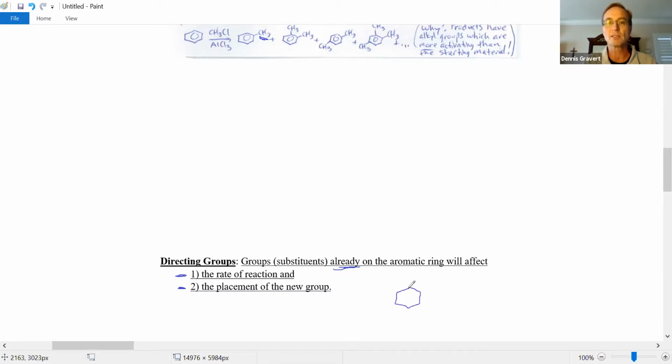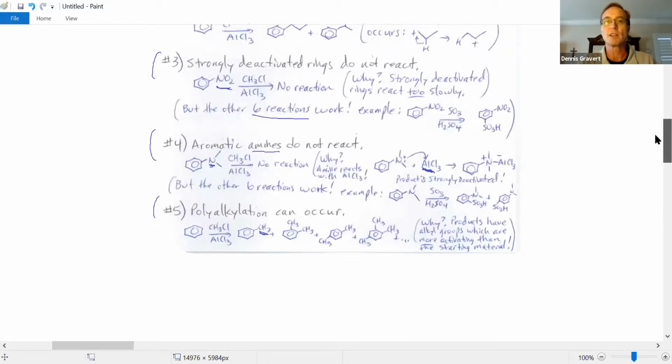Okay, so here's the situation. We start with group X, some group on benzene, and we're going to do some reaction, and it's going to put a new group, let's call it Y, on the ring. What are these reactions? It's one of these 8.